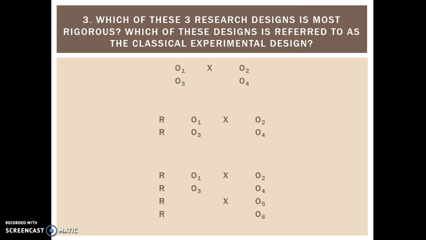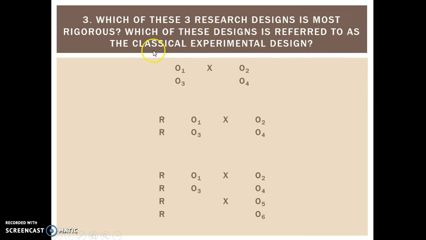Then, for this question, I'm asking which of these three research designs, 1, 2, and 3, which of those three is the most rigorous, and which of those three is referred to as the classic experimental design? So when it comes to the most rigorous one, as we talked about in this mini lecture, the bottom one is the most rigorous. It's the Solomon 4 group design. Again, it is considered an experimental research design. It has 4 groups, 2 of which take a pretest and 2 of which do not, and 2 of them are exposed to the intervention and 2 are not.